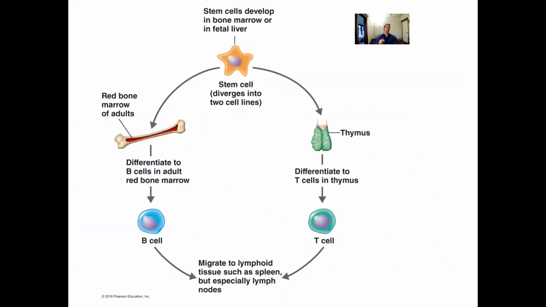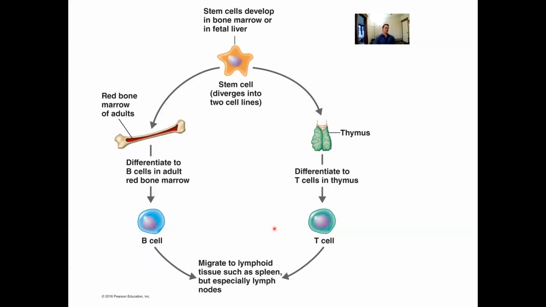Both types actually start out as stem cells in the bone marrow. That's what's represented over here. This can also be called a progenitor lymphoid cell, is what you start off with. And then for B cells, you can remember the B because of bone marrow. The cell will move to the bone marrow where it will differentiate and become a B cell. Conversely, if this progenitor lymphoid cell goes to the thymus, it'll differentiate to T cells within the thymus.